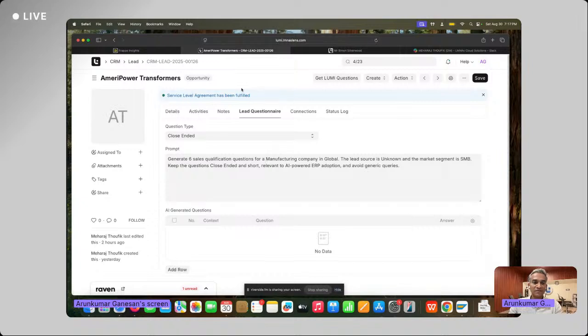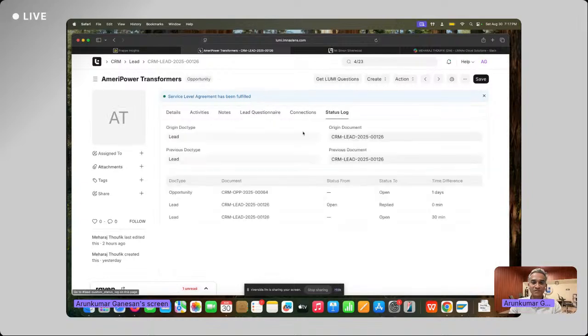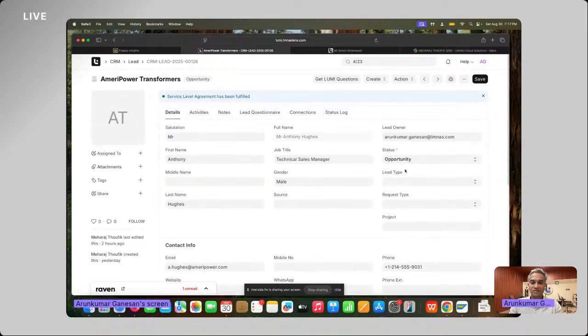And we have the service level agreement, which locks the user to confine to a particular timeline to act on a lead. And finally we also had the status log, which talks about how long a particular lead in the funnel is staying in a particular stage, right? And this is very useful information, right? And after that we also have the status of this particular lead, where it is actually sitting, right?